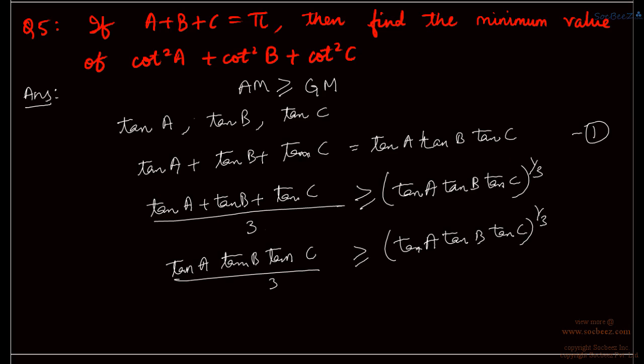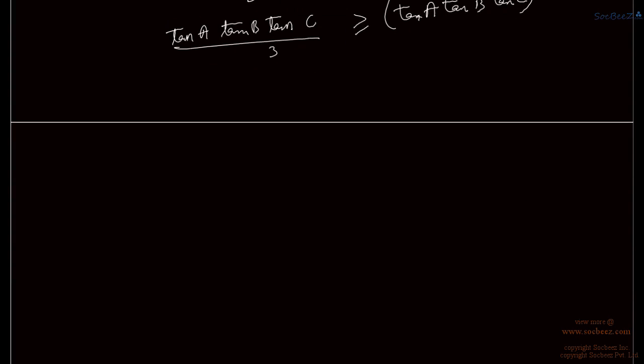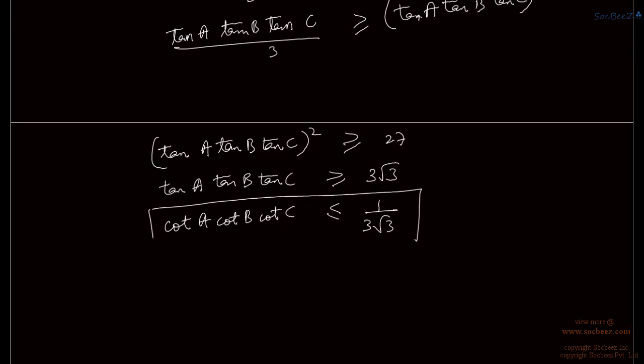Let's just cube both of these sides, and this is what we get. Cubing both the sides, one of the sides actually gets cancelled. So we just have squared on the left side: tan A, tan B, tan C squared is greater than or equal to 27, since 3 is cubed. Or tan A, tan B, tan C is greater than or equal to 3 root 3, the square root of 27. Now let's just take the reciprocals on both sides. Once you take the reciprocals, the inequality sign will change. So we have cot A, cot B, cot C is less than or equal to 1 by 3 root 3. This is very important to our answer.